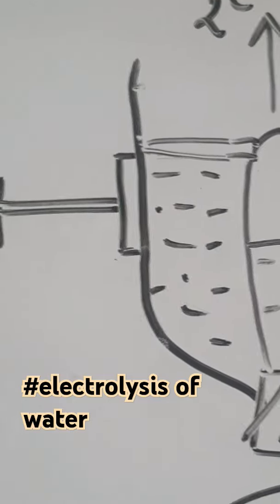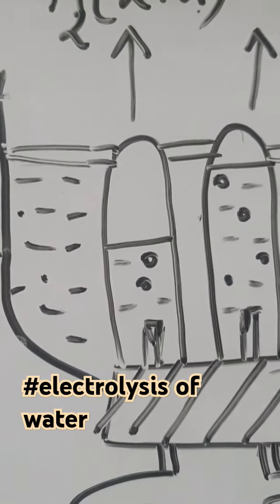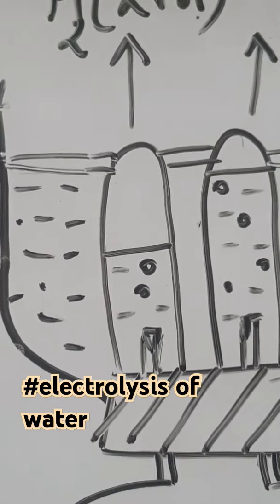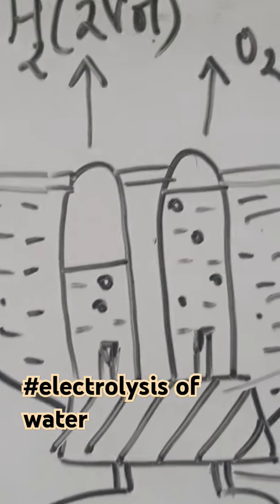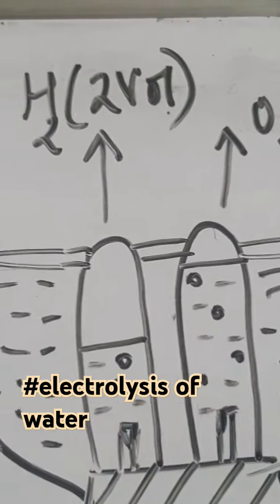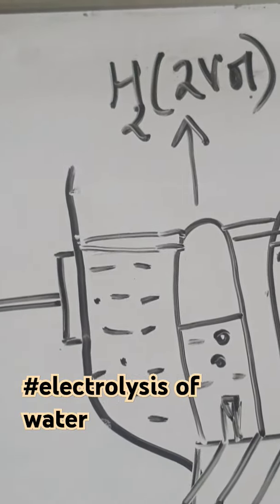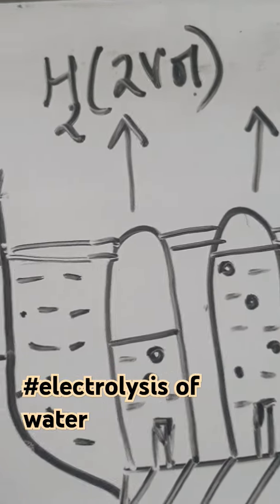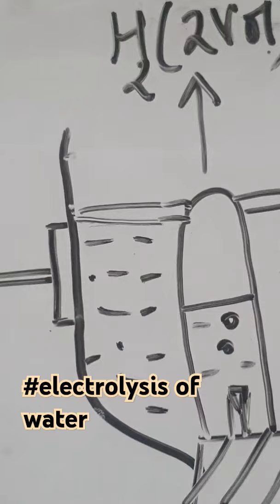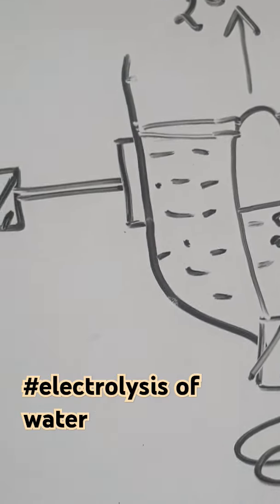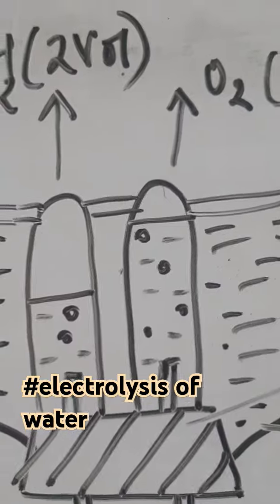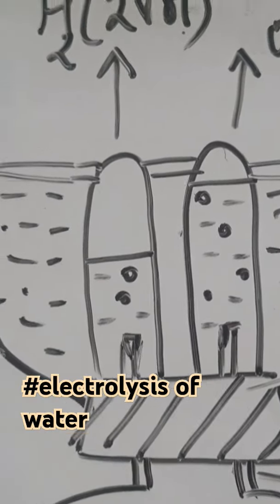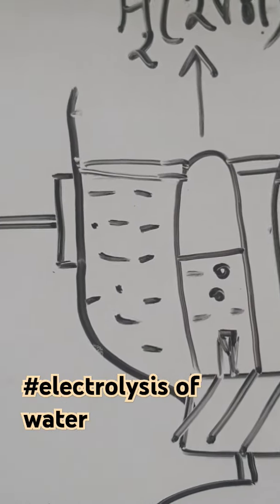How to check for oxygen? You know that oxygen is good for combustion. It enhances burning, whereas in case of hydrogen, it will burn with a pop sound. So from that you can identify which test tube has hydrogen, and the other test tube will have the other gas, oxygen.